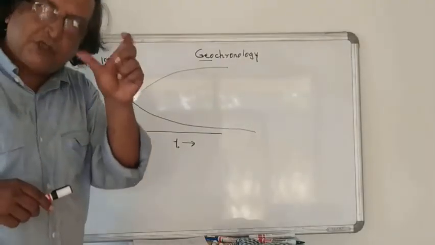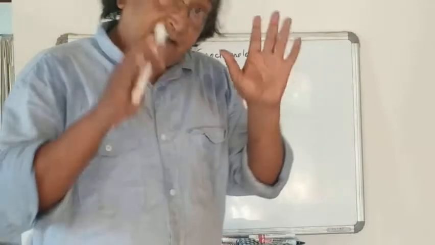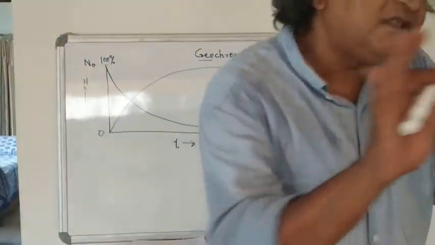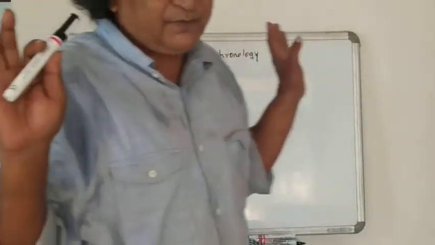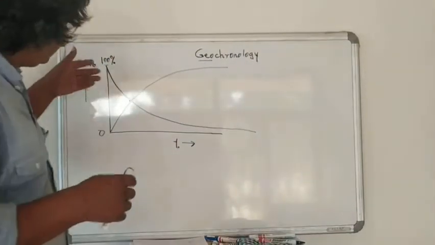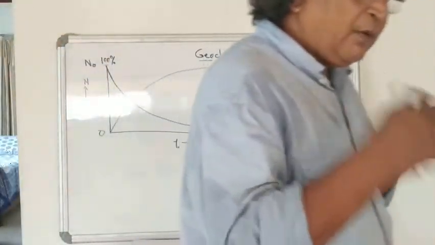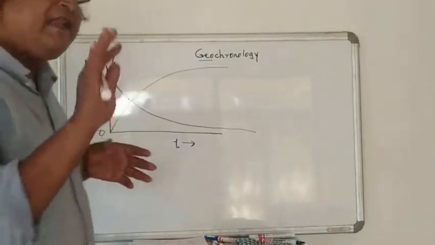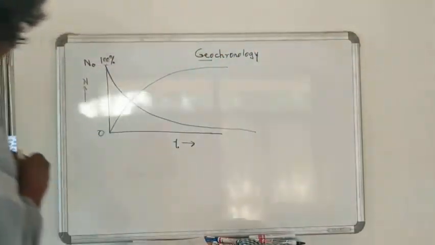Technically, if you can measure for an element the ratio of the parent and the daughter, then you should get a handle on the time. This is the basic logic for any chronological system. If you can find out the ratio of the parent and the daughter, then it should give you a handle on the time elapsed. So this is very, very important in geology.